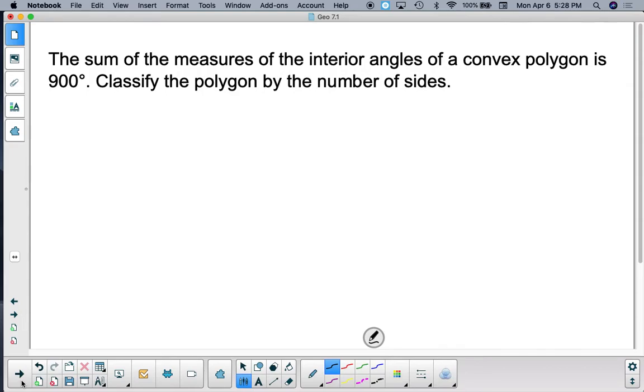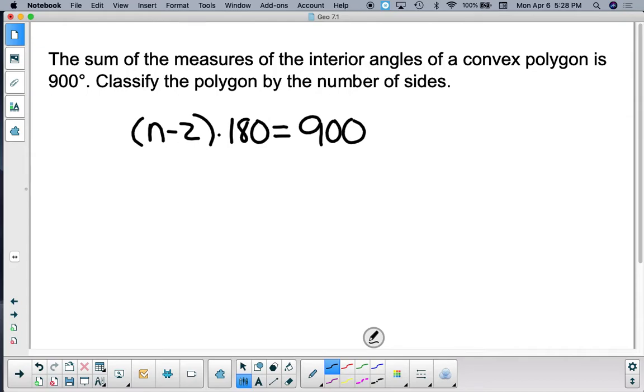And then we get to these where they give me the sum, and I have to use that formula to work backwards and figure out how many sides it had to start with. This one says the sum of the measures of the interior angles of a convex polygon is 900 degrees. Classify the polygon by the number of sides. So I know what the sum is, and I'm going to work backwards and find the sides. I'm still using that formula, but I know what the answer is. It's 900, they told me that.